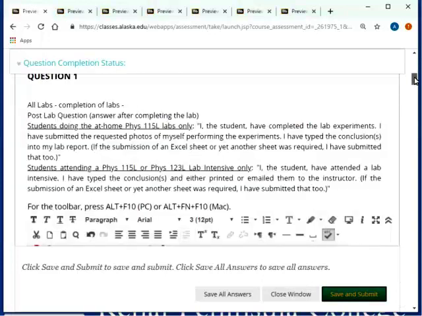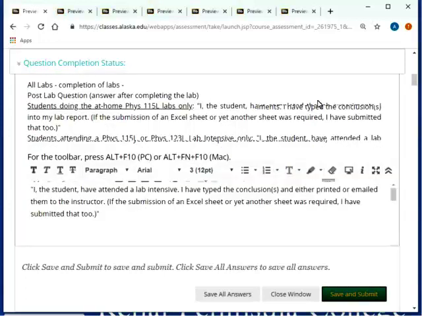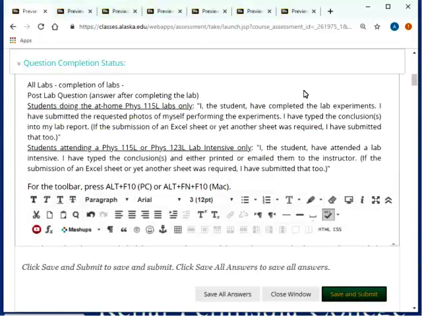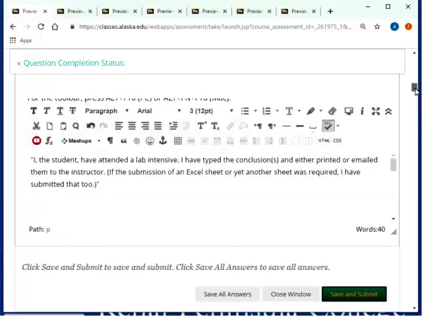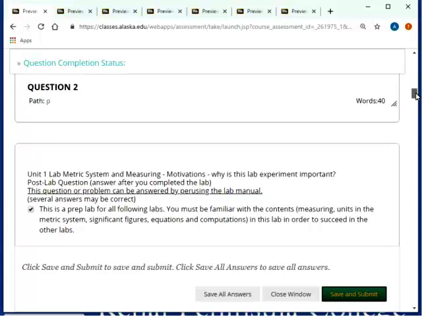The first question is simply that you attended, respectively if you do the labs at home, that you completed everything about the lab experiment and of course submitted the lab report with the conclusion, which you also do when you do the lab intensive. All right. Question 2 is the motivation.